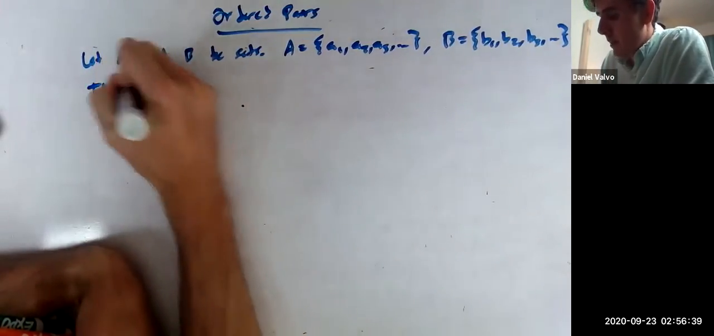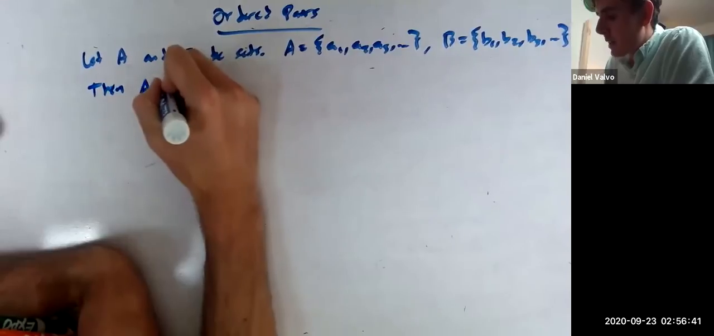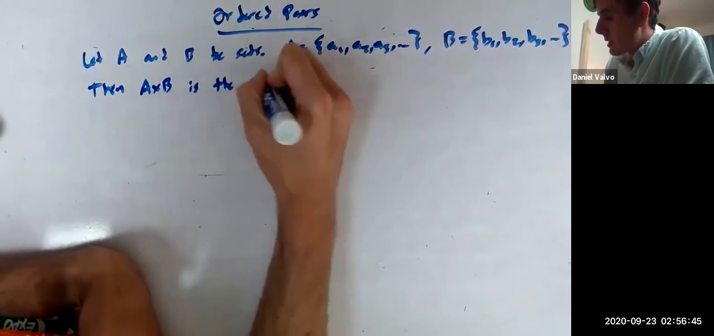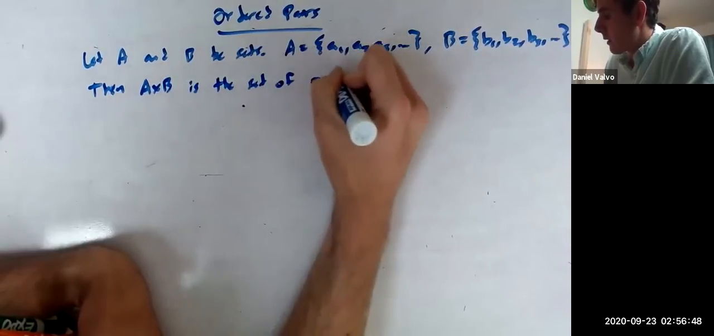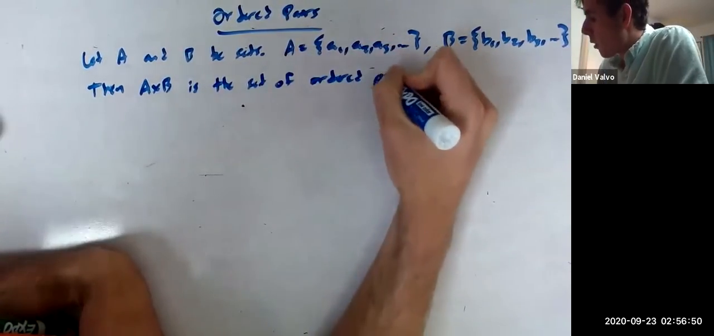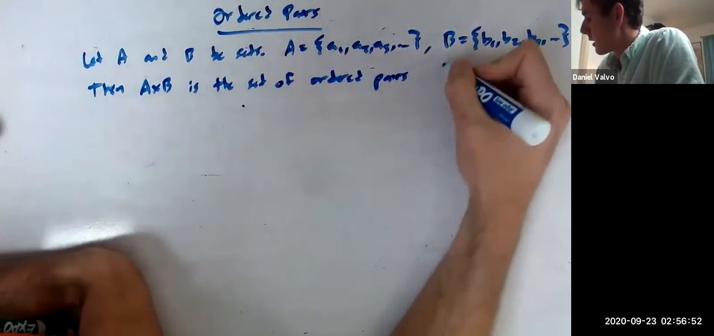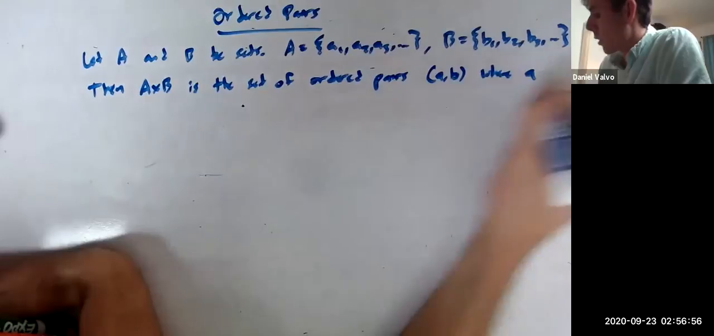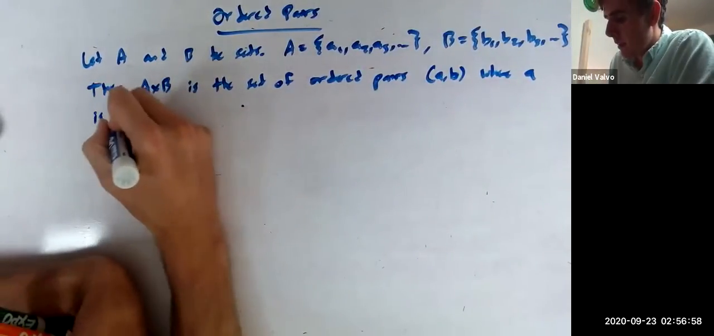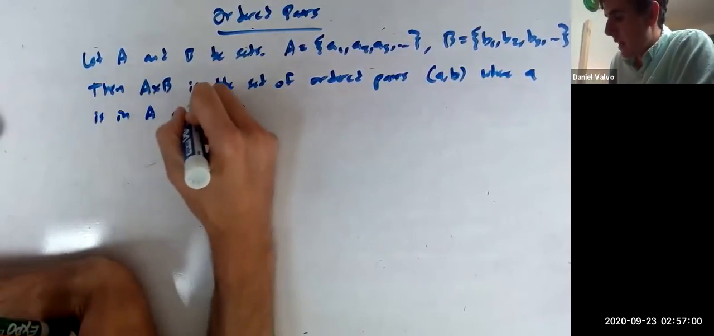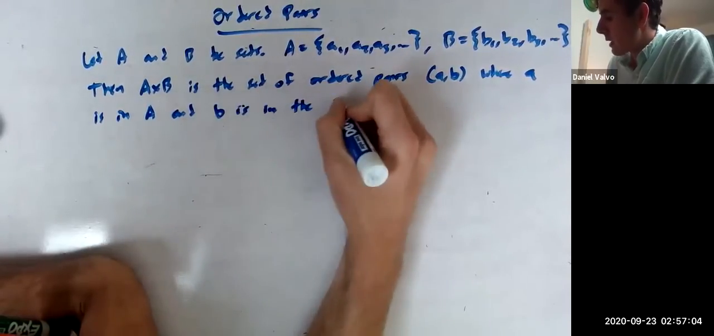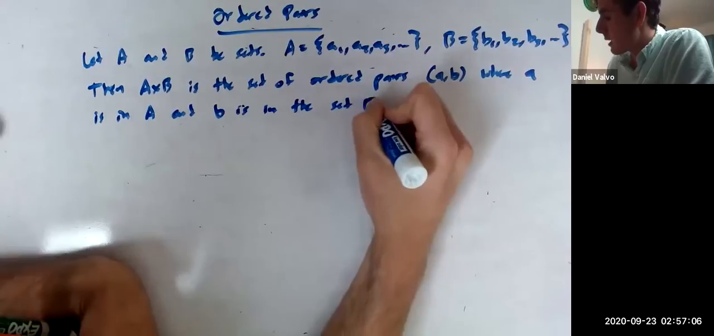Then A cross B is the set of ordered pairs (a, b), where a is in the set A and b is in the set B.